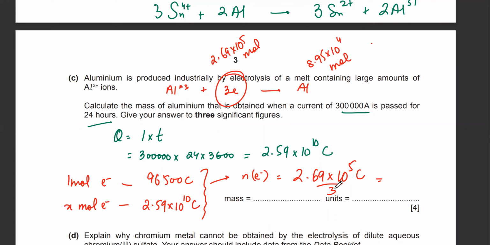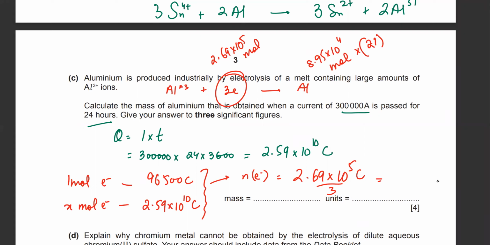And they were interested in the mass. So you can find mass by, the aluminium is 27. So multiply it by 27. So it's moles into Ar. So what's the final answer? 2.42 times 10 power 6, and that's going to be grams.